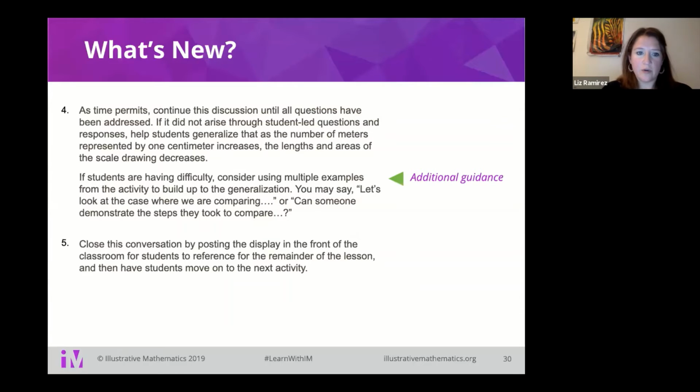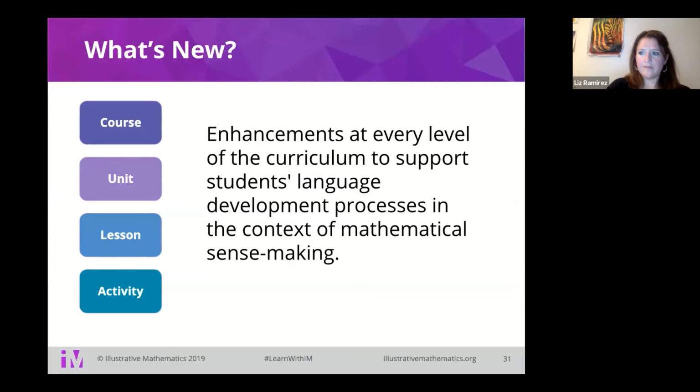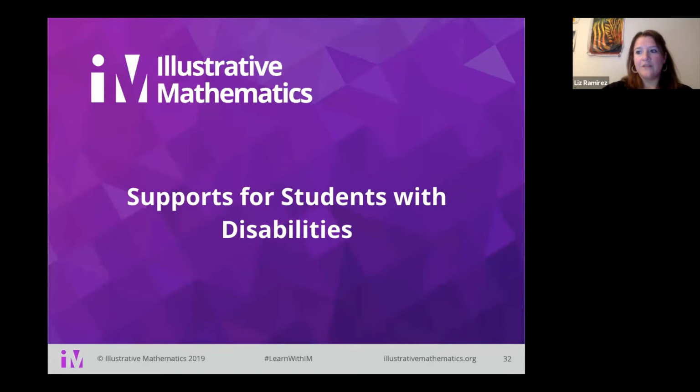So yeah, lots of exciting things to look forward to in terms of English language learner supports at all levels of the curriculum. Next up, we'll talk about the enhancements we've made to provide teachers with more tools to support students with disabilities. So first up, we've updated the teacher guide or course guide to include additional background information and general guidelines and practices for supporting students with disabilities.